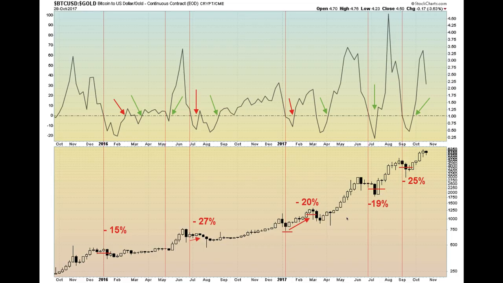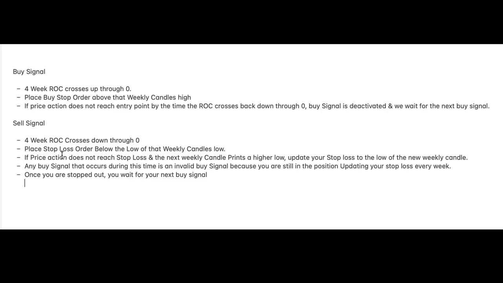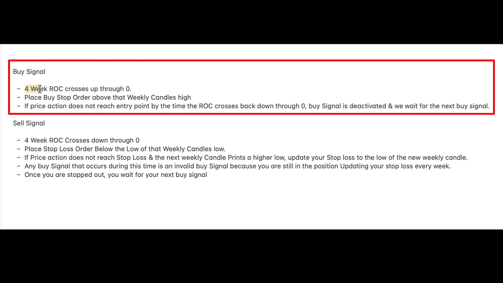So what does this look like if you were to do buy signals? Well, first off, let's look at what the buy signal is. So now that we know what the sell signal is and the rules around that, let's look at the buy signal. The buy signal for buying Bitcoin and feeling a little bit more confident is when the 4-week rate of change crosses up through zero. So that's going from the downside and crossing up through that midline. Then what you do is you place a buy stop order above that weekly candle's high.